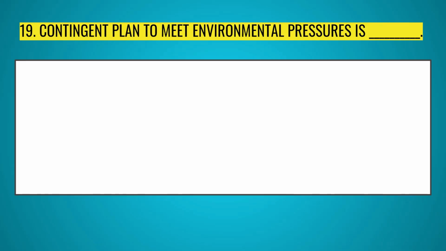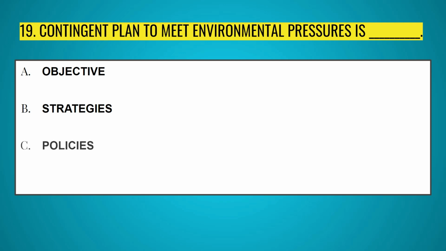19. A contingency plan to meet environmental pressures is option A. Objective. B. Strategies. C. Policies. D. Rules. The answer is option B. Strategies.